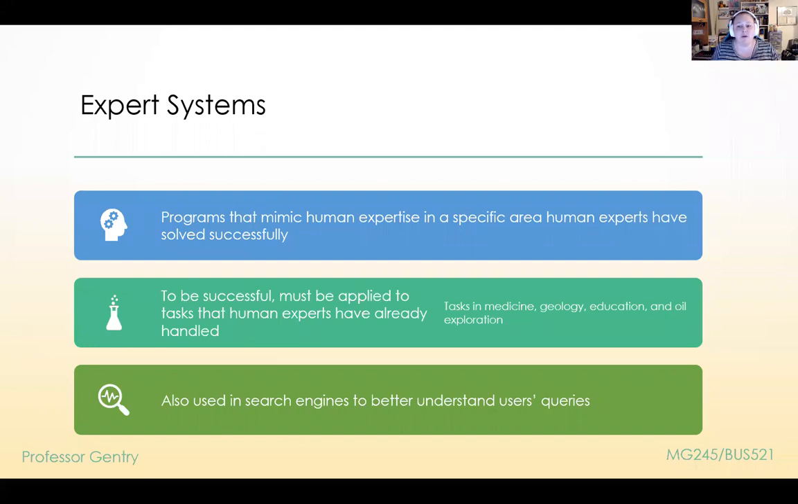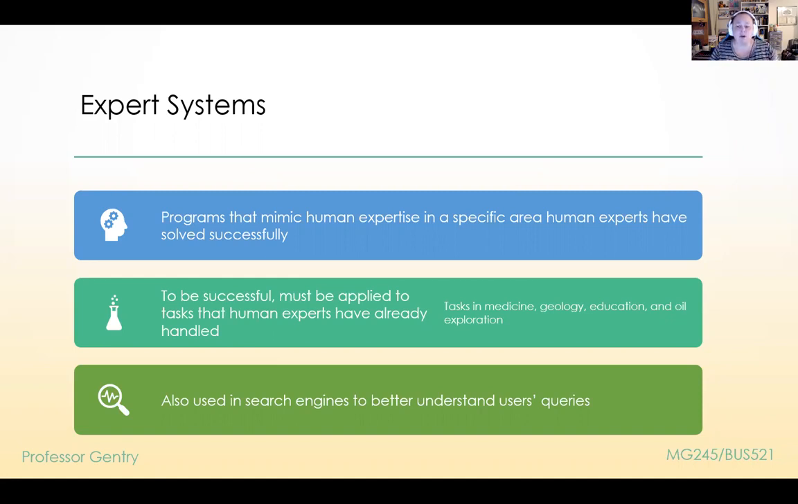Expert systems have been one of the most successful AI related technologies, and it's been around since the 1960s. The programs mimic human expertise in a particular area to solve a problem that has been well defined. In order for the expert system to solve the problem, though, humans must have already solved the problem. Okay, tasks such as medicine, education, and some exploration types are good examples.